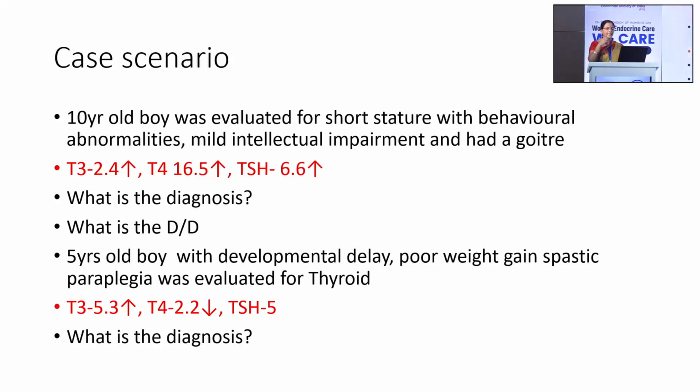I was showing on the MCT8, right? Allan-Herndon-Dudley syndrome. A 5-year-old with developmental delay, poor weight gain, spastic paraplegia was evaluated for thyroid, and T3 is elevated, but T4 is low. So there is an incongruence between the T3 and T4, and TSH is upper limit of normal. So this is a very rare genetic disorder, Allan-Herndon-Dudley syndrome.